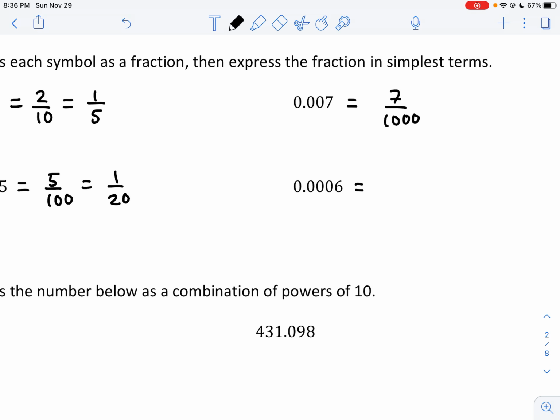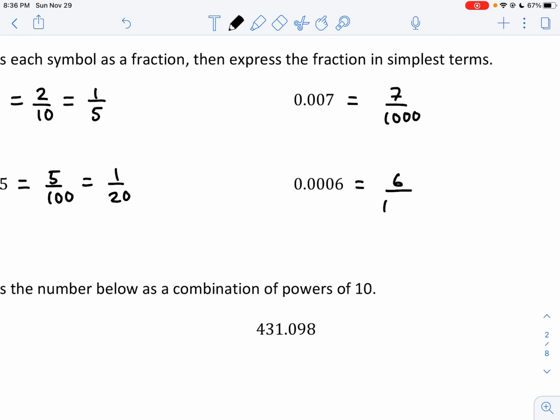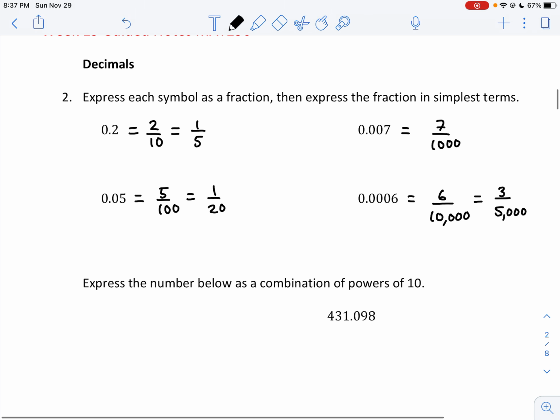And finally, we have a 6 that's 4 digits to the right of the decimal, so that stands for 6/10,000ths. And these ones, we can certainly divide each of the numerator and denominator by 2 to write this as 3/5,000ths. And this would be simplest terms.